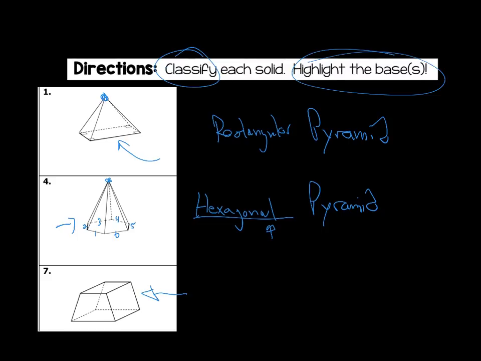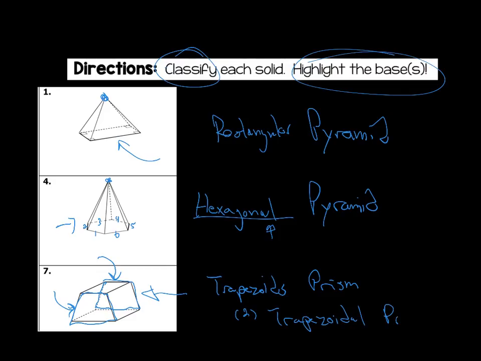This last one looks like it has a base in the front and a base in the back. So this front guy here and then the back one there, those are the parallel bases. And it looks like they are trapezoids. And because there are two trapezoids, two bases, then I guess this is a prism. And so really we should call this a trapezoidal prism is the official name.